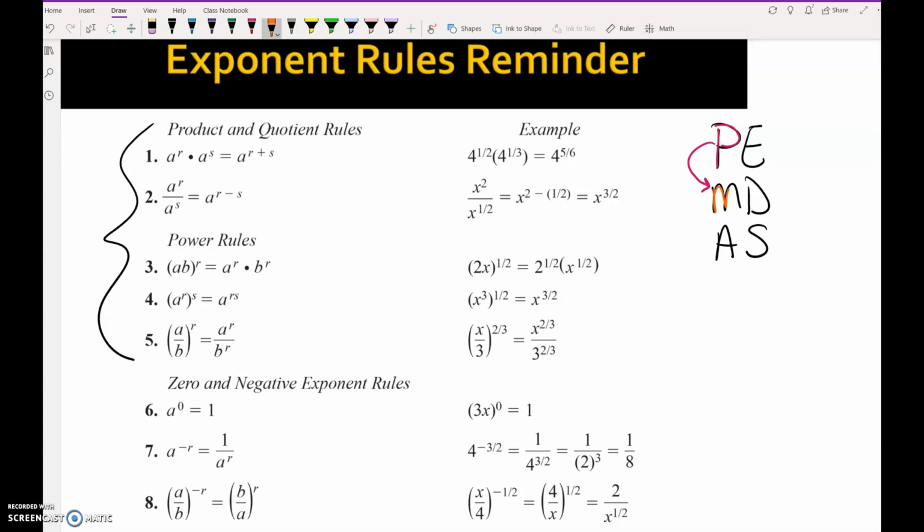If you see multiplication, you are going to add your exponents. If you see division, you are going to subtract your exponents. So whatever operator you see, you do the thing below that with the exponents. That will help you remember basically exponents 1 through 5, or rules 1 through 5. 0 exponents, anything raised to the 0 power is always 1, and negative exponents move.